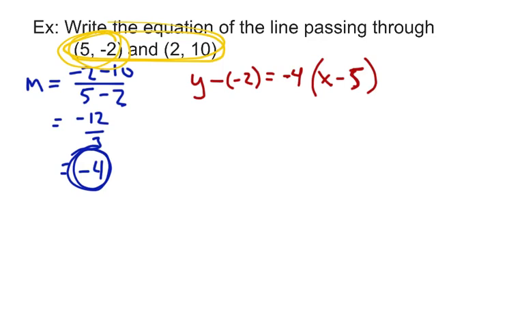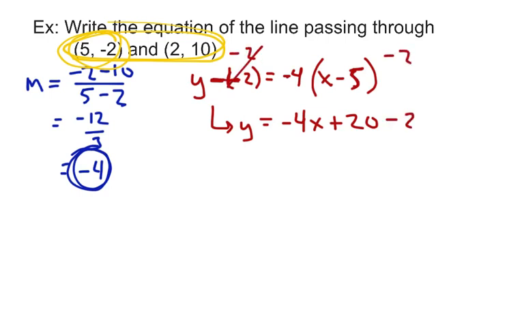Now, we could turn that into slope-intercept form. I'm going to distribute the negative 4 into negative 4x plus 20. And this is really, subtracting negative 2 is the same as adding 2. So that's just like a plus 2. So I'm going to subtract 2 from both sides to get that to cancel. Minus 2. And y equals negative 4x plus 18.